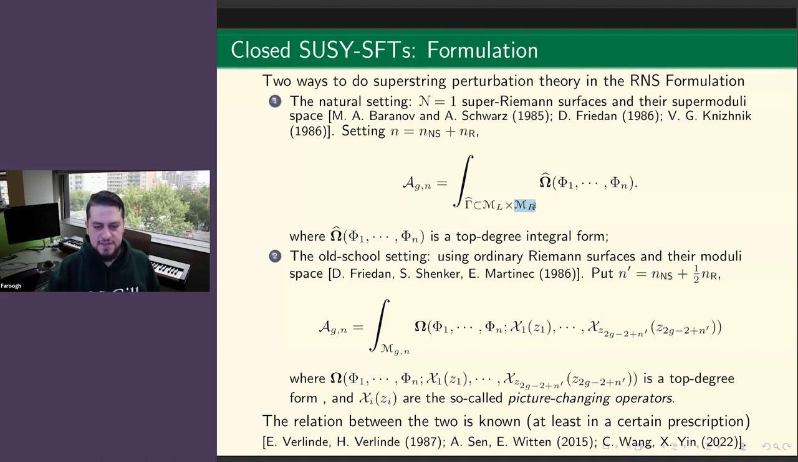And there is a different method, using the so-called picture changing operator, where you integrate over the ordinary moduli space. There is some hidden sum over the spin structures that I haven't included. Then you integrate a form, but in the presence of certain extra, very complicated operators, called picture changing operators. The relation between the two is known: in the second approach there is a way to formally compute this integral, called vertical integration. It's a prescription, and it's known how it comes from the choice of a certain integration contour in the supermoduli case, which is done in this paper of Wang and Yin.